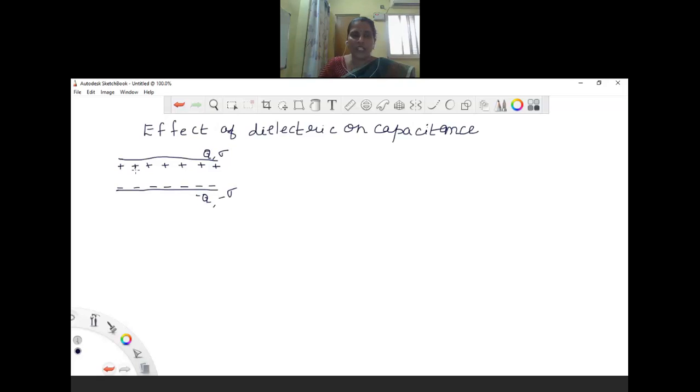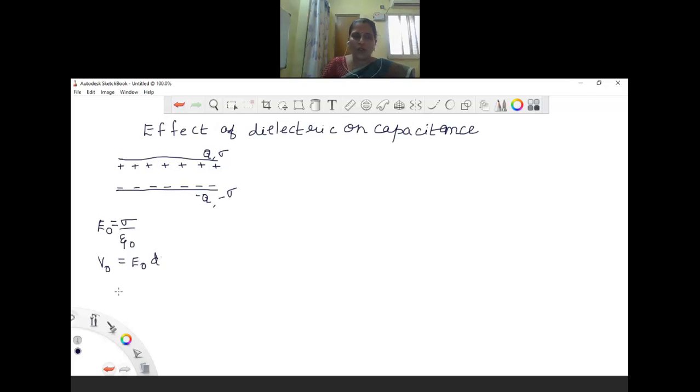So initially we assumed the dielectric medium is a vacuum medium here. Then what is the electric field in the inner region? Yesterday itself we discussed this. E naught is equal to sigma divided by epsilon naught, where sigma be the surface charge density and epsilon naught be the permittivity of free space. And also we know that the potential difference between the two plates is equal to E naught into D.